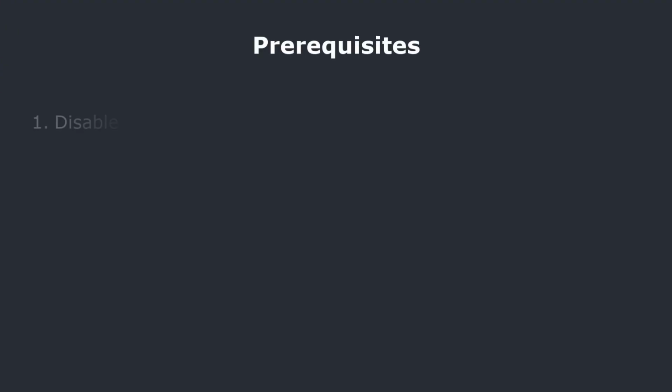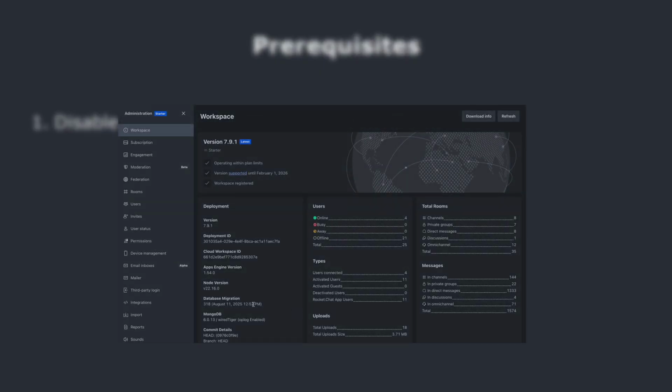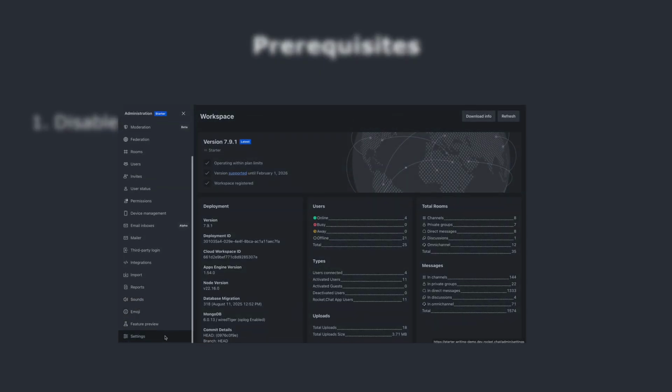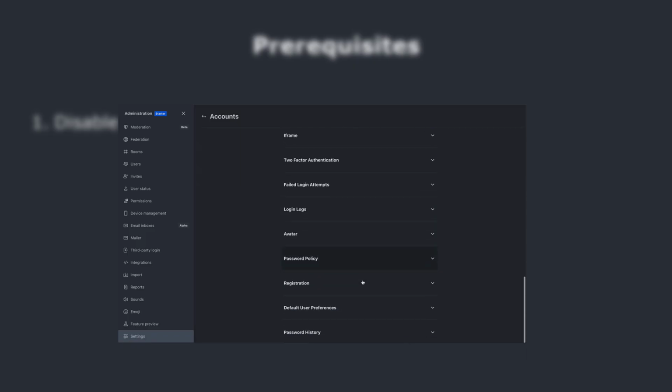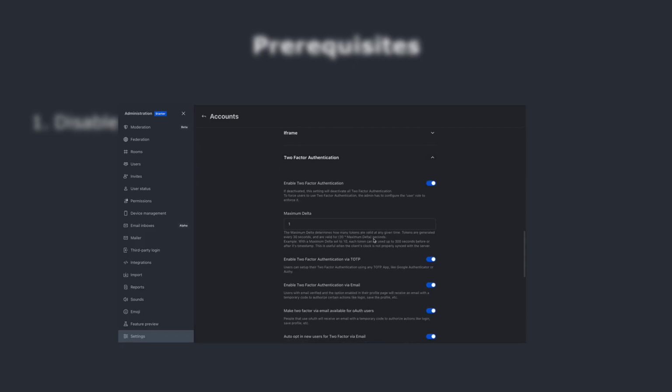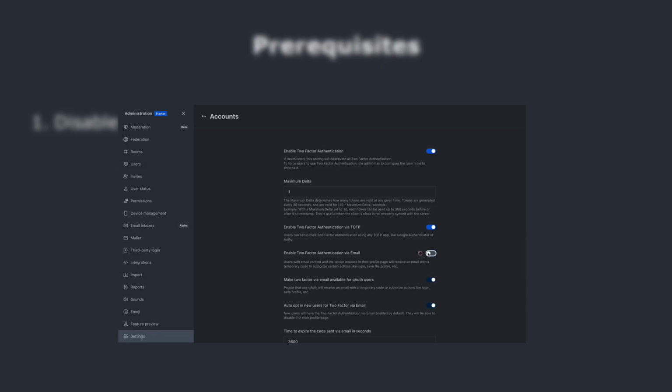First, disable email two-factor authentication. If 2FA via email is enabled in your cloud workspace, it needs to be turned off before requesting the data export, else users may get locked out after the migration. To do this, open the administration panel, go to Workspace, then Settings. Select Accounts and go to the Two-Factor Authentication tab. Then toggle off the Enable Two-Factor Authentication via Email option.